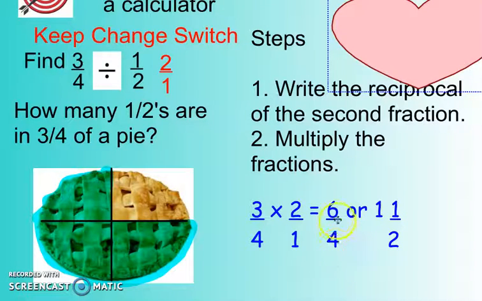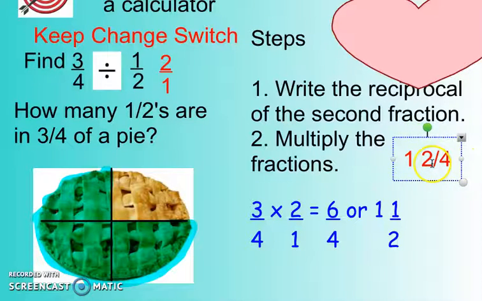How many times does 4 go into 6? It goes in there one time, and how many's left over? 2/4. Well, 2/4 is the same as 1/2, because we can divide the 2 and the 4 by a 2. And so I can get 1/2. So 1 and 1/2, or 1.5, would be my answer.